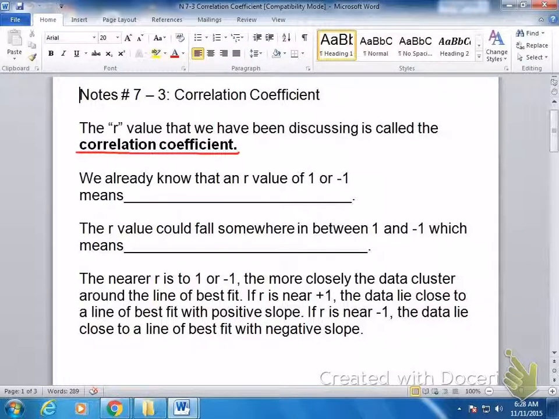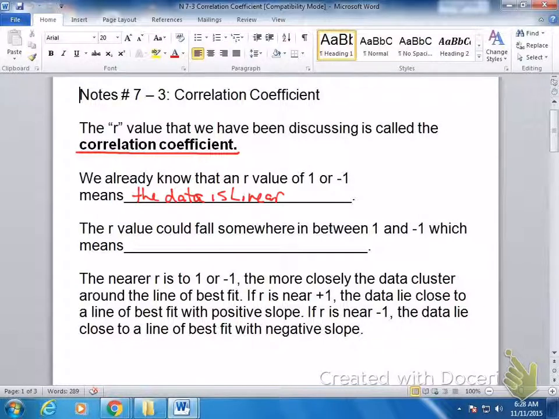And we already know that if we have an R value of 1 or negative 1, it means that we have data that's linear. So again, negative 1 or 1 means we have linear data. Now, if we didn't get 1 or negative 1 in the past, we've said there is no equation.